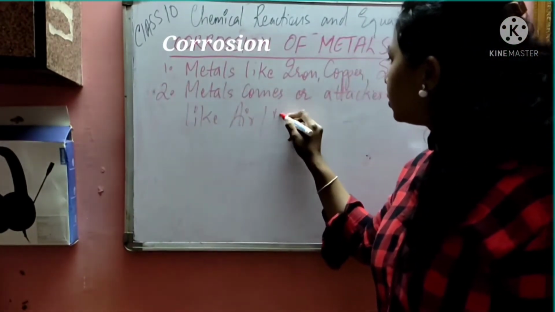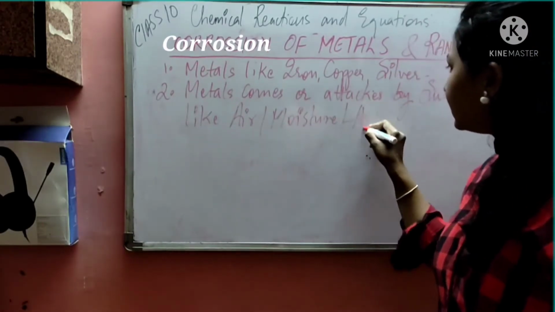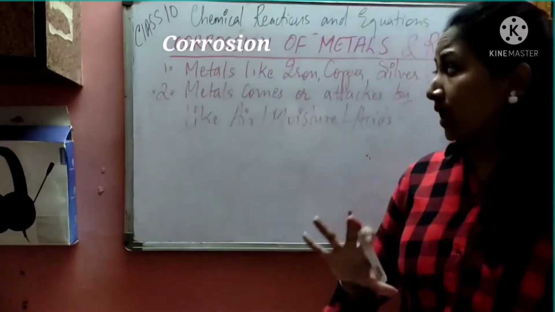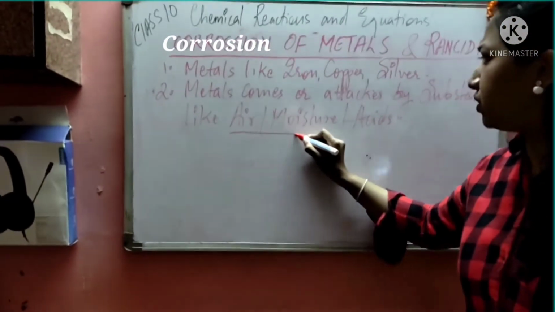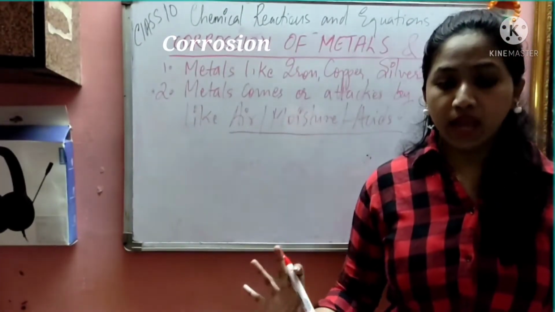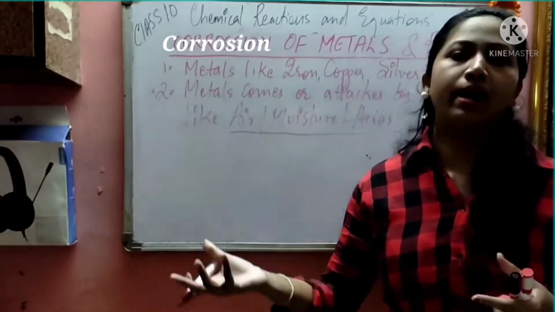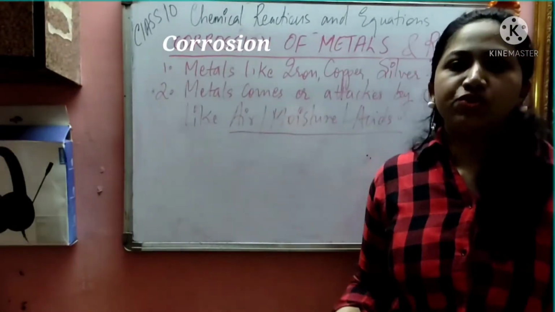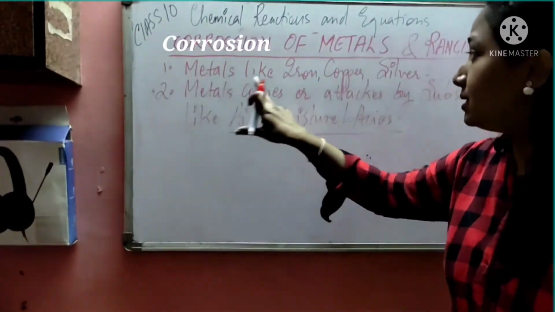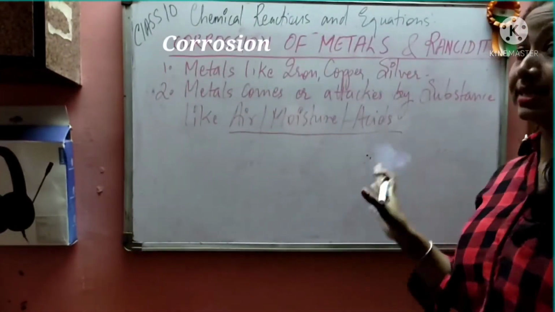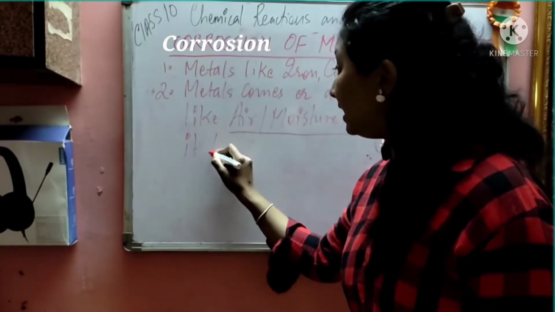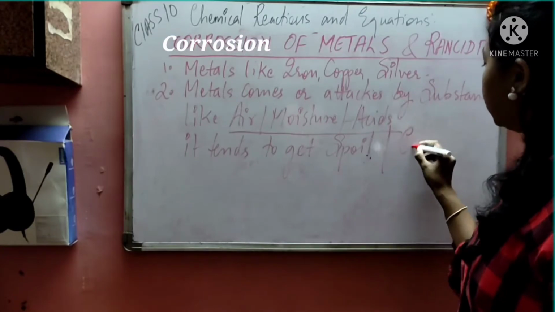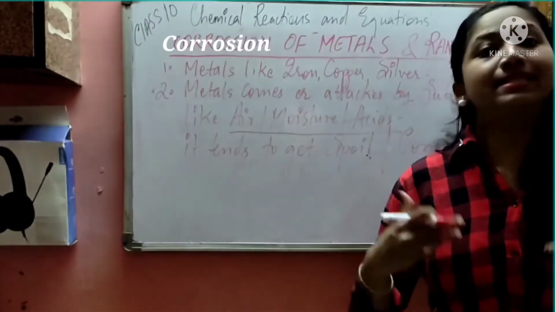substances like air, moisture, acid? You know what happens? They tend to get spoiled. Whenever this metal comes in contact with air, moisture and acid, it tends to get spoiled. And this spoiling of metal, in chemistry, is called corrode. In chemistry we call it corrode. The metal gets corroded.